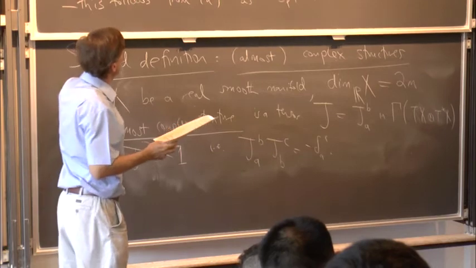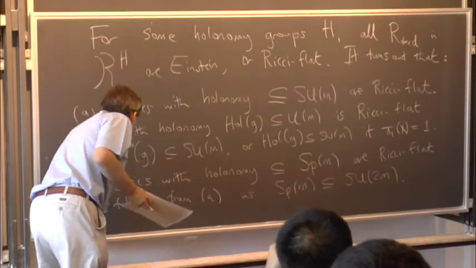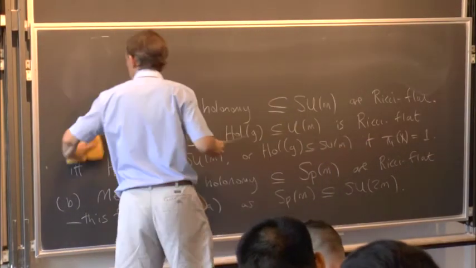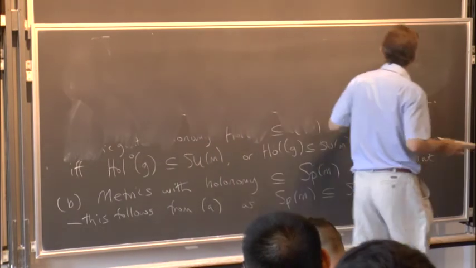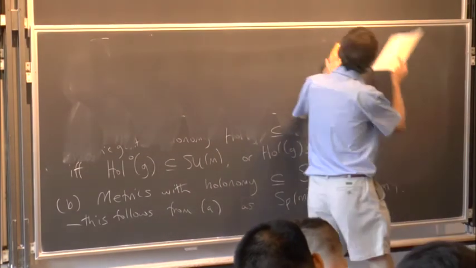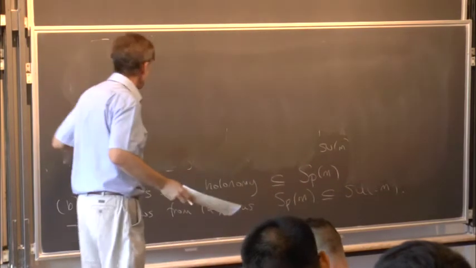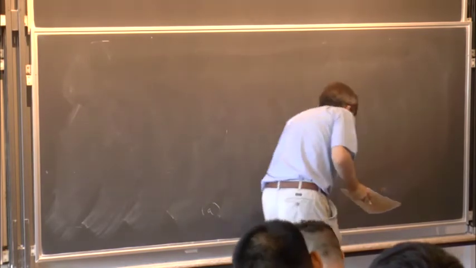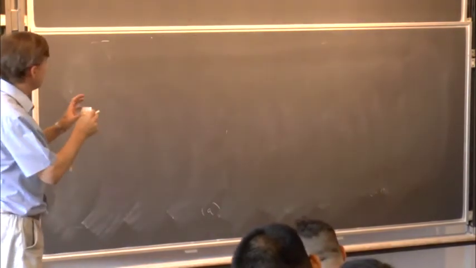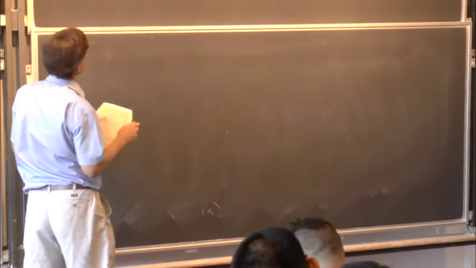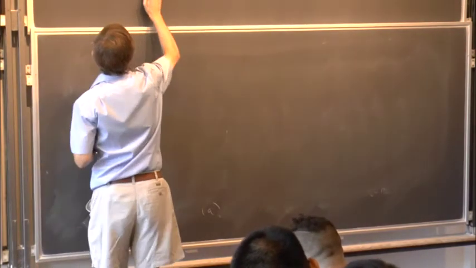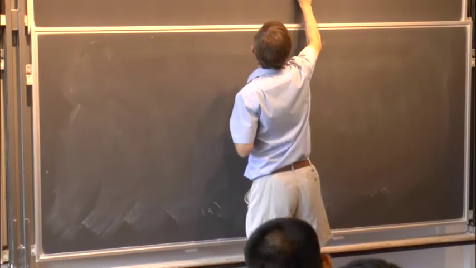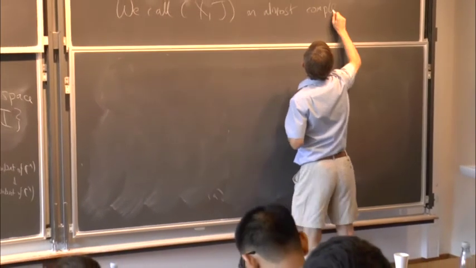Okay, so that's an almost complex structure, and the almost complex structure makes each tangent space of X into a complex vector space in which J gives you multiplication by little i, the square root of minus 1. So it turns at least the tangent bundle of X into a complex thing rather than a real thing. And we call the pair (X, J) an almost complex manifold.